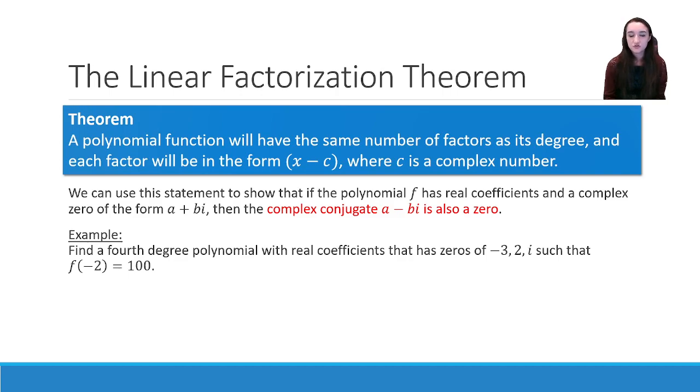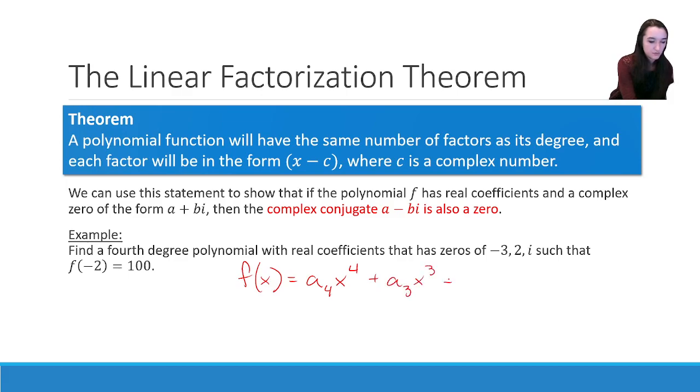First, we want to think about the fact that it says 4th degree. So that means it goes up to the x to the 4th. Okay? So our polynomial is going to look like f of x equals a_4 x to the 4th plus a_3 x cubed plus a_2 x squared plus a_1 x to the 1st plus a_0. So that's what our end answer should look like.